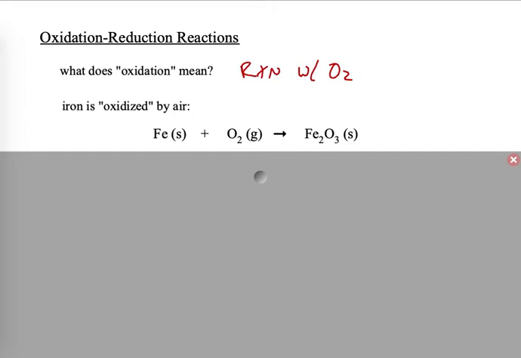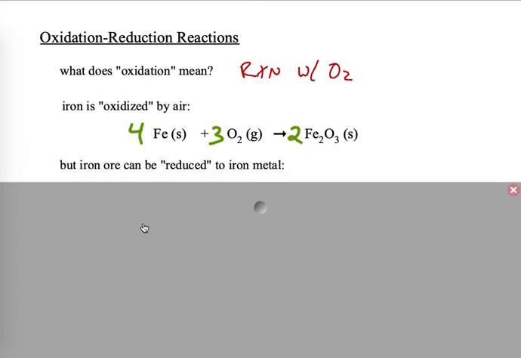Well, I see that oxygen has a subscript of 3 on the product side and a subscript of 2 on the reactant side. The least common multiple of 2 and 3 is 6. That means I'll need a 2 to give me 6 oxygens on the product side, and a 3 to give me 6 oxygens on the reactant side, and then to balance iron, I'll put a 4 there.